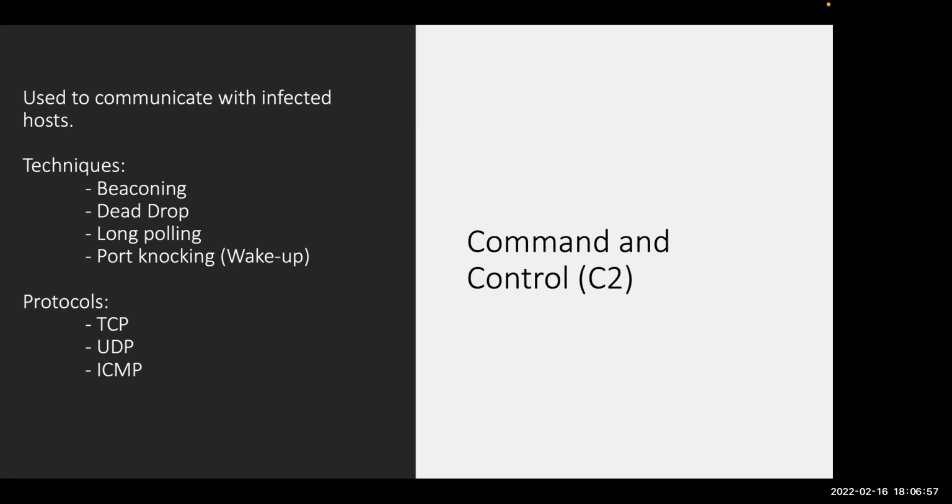Port knocking. Sometimes the malware will want to hide the open ports used for C2 to control the infected host. So it will wait for a sequence of connections or packets to closed ports. Let's say 5 closed ports. You make a connection to those 5 closed ports, in sequence.